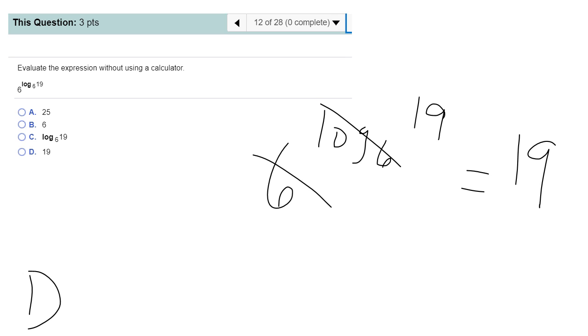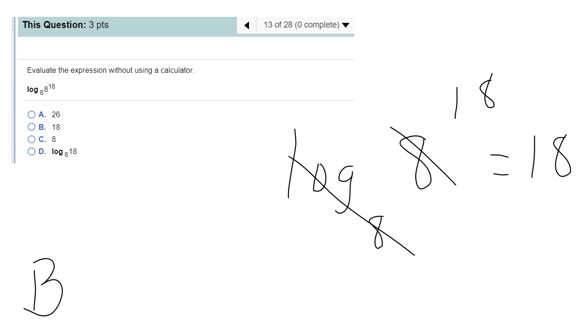For number 12, I would definitely like to use the inverse property. So the base of 6 will cancel with the log base of 6 because they are inverses, leaving only the 19. Answer D. Number 12 could also use the inverse property because the log base 8 of the value 8 cancels, leaving just 18, or the answer B.